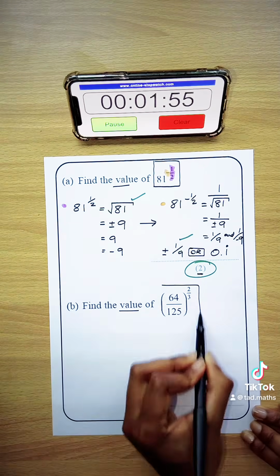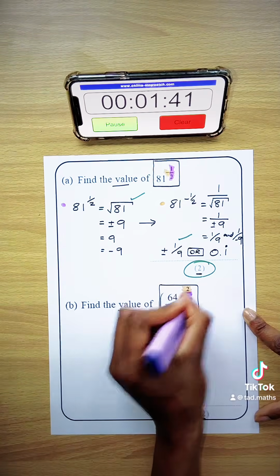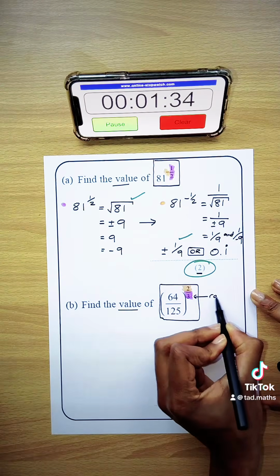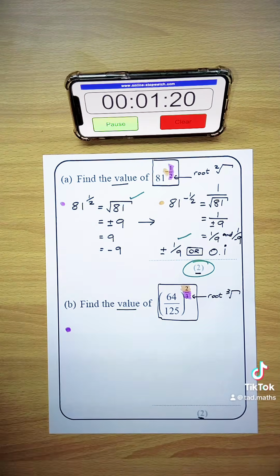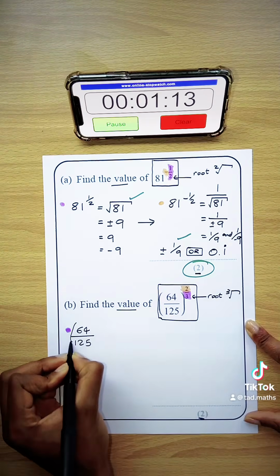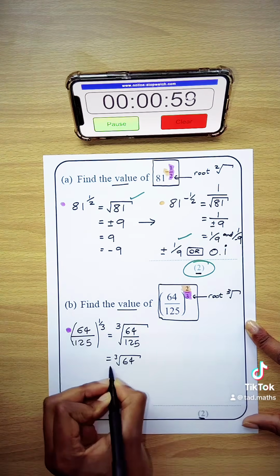Next question for 2 marks, find the value of 64 over 125 to the power of 2/3. Once again, 2 and the third part will be dealt with separately. A denominator power is a root. So first things first, I'm going to take the cube root of 64 over 125, which is the cube root of the whole thing, but also the cube root of both parts of the fraction separately.